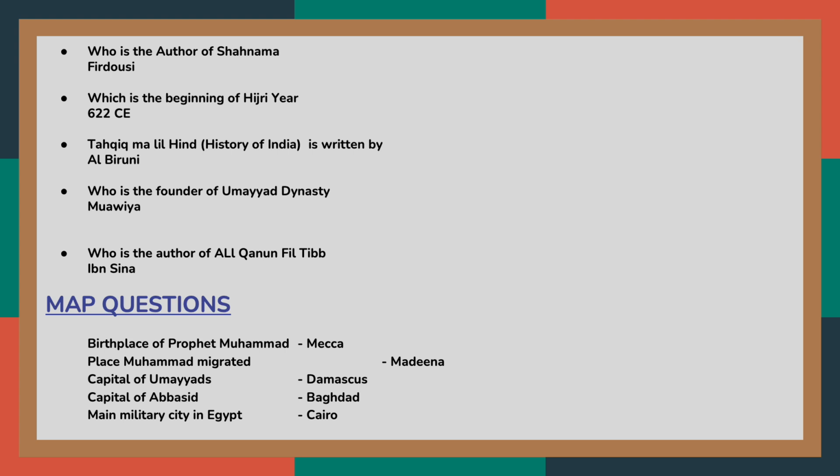So the first question is the birthplace of Prophet Muhammad. It's Mecca. The place Muhammad migrated to is Medina. Capital city of the Umayyads, Damascus. Capital of the Abbasids, Baghdad. Main military city in Egypt is Cairo. So please try to locate these places on the map. Then you can easily complete the map questions.